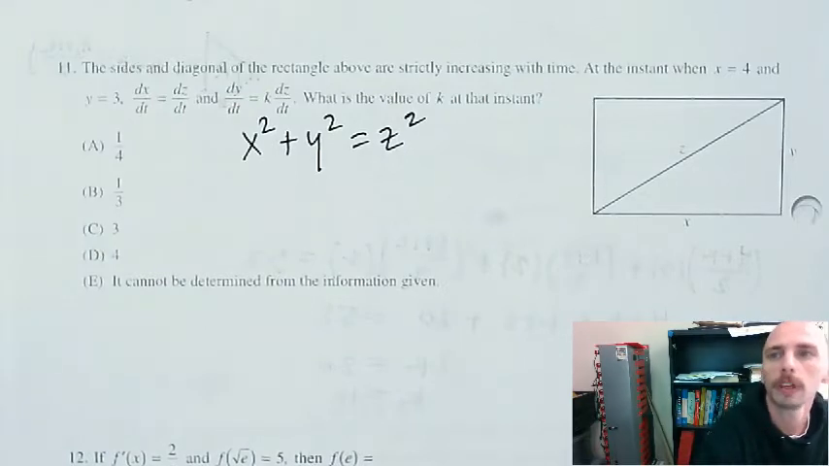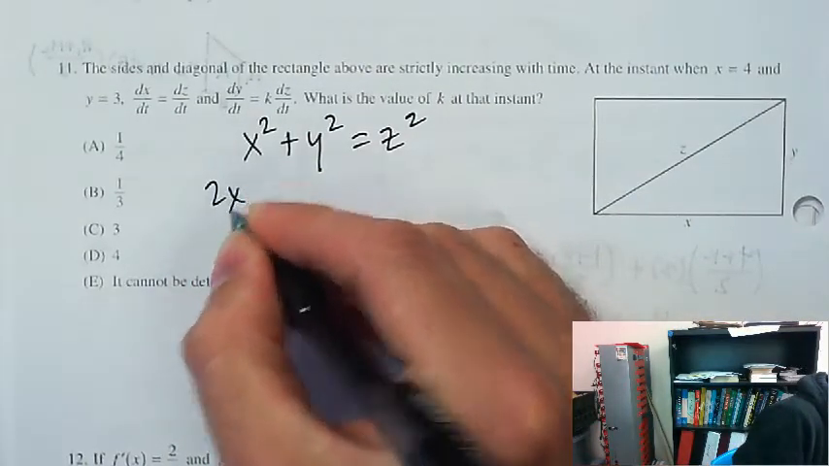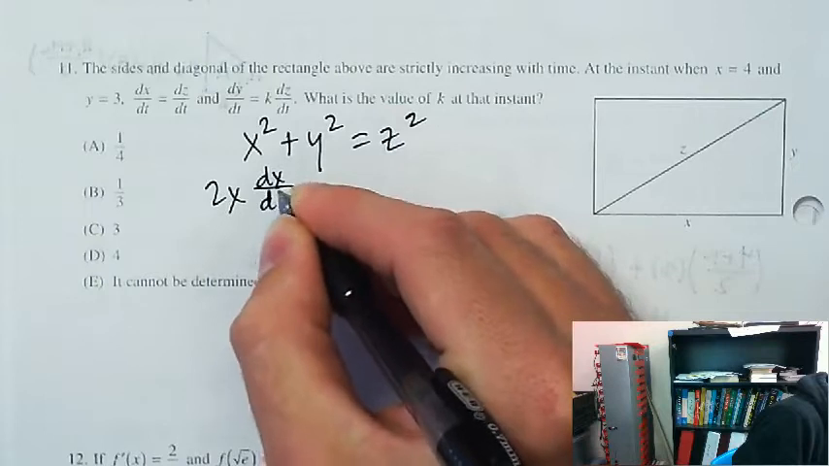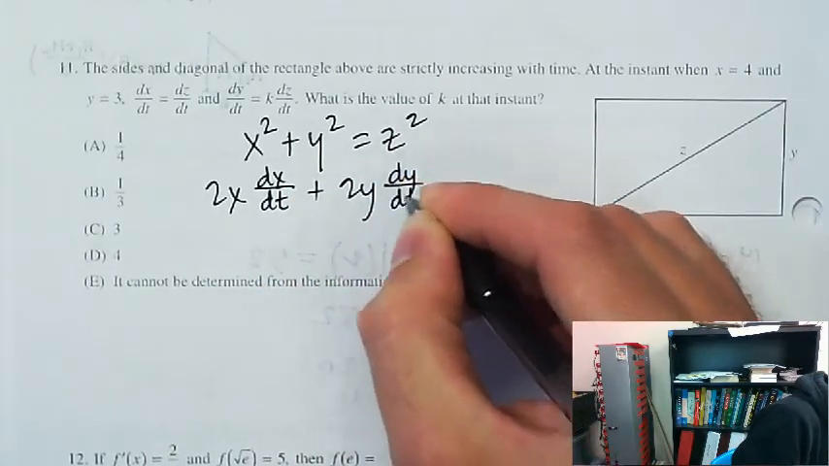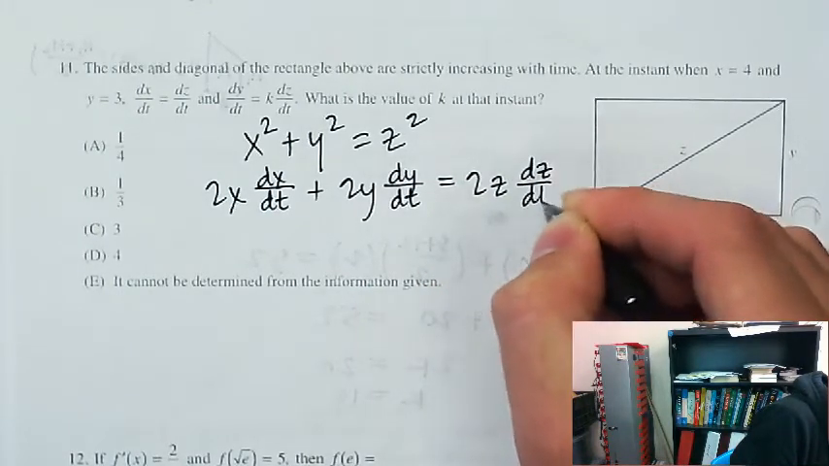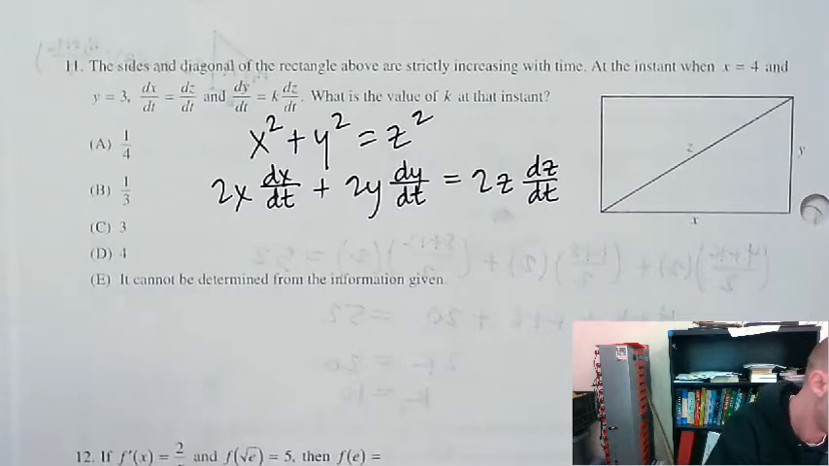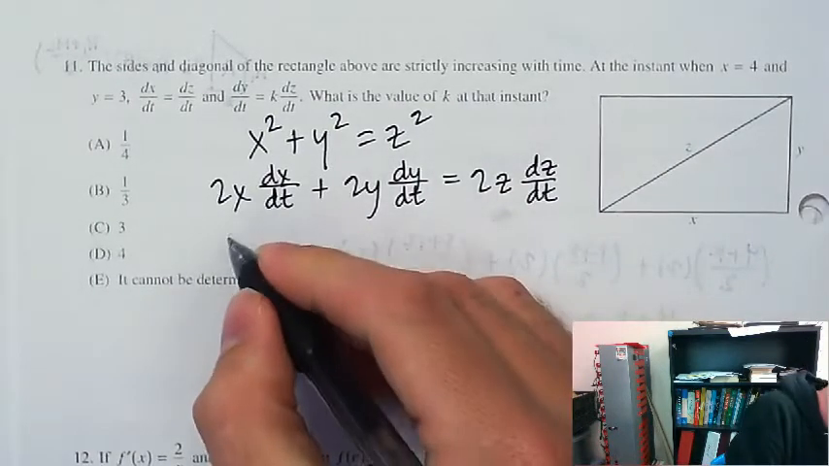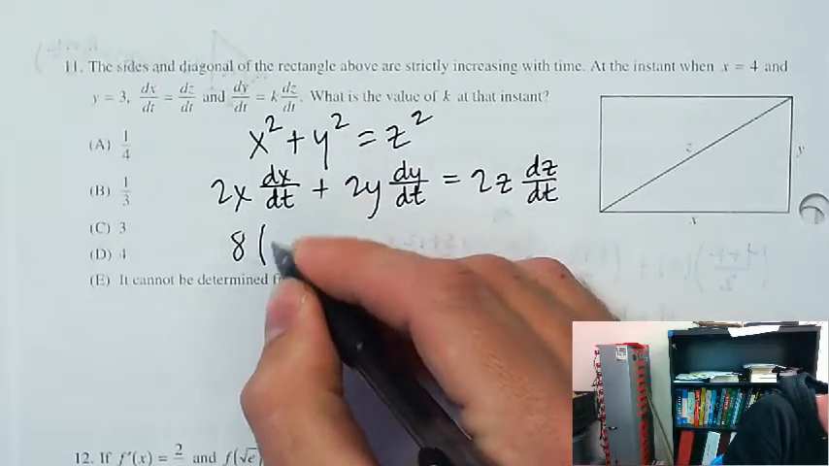Okay, and if all of these things are changing with respect to time, well then I'm going to have to take the derivative of this equation implicitly with respect to t. So I'll have 2x dx dt plus 2y dy dt is equal to 2z dz dt. Okay. And then I think at this point I need to start subbing known values in, right? Yeah, x is 4. Okay. Dx dt is equal to dz dt.